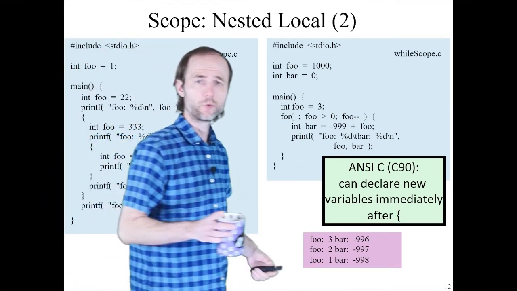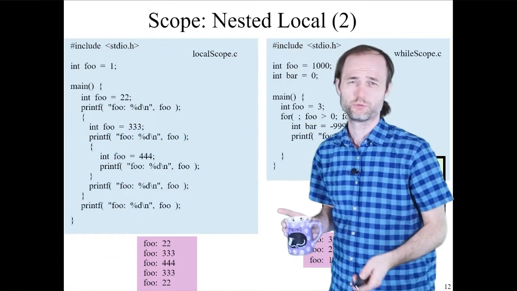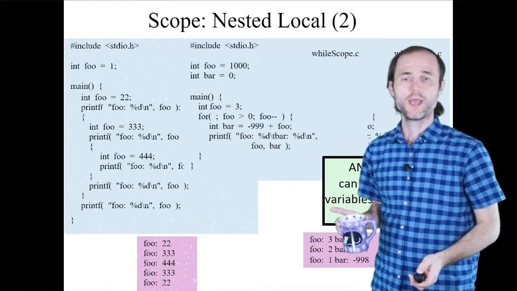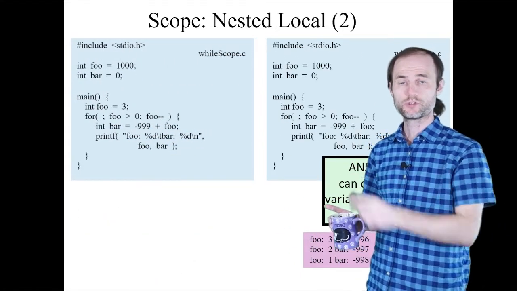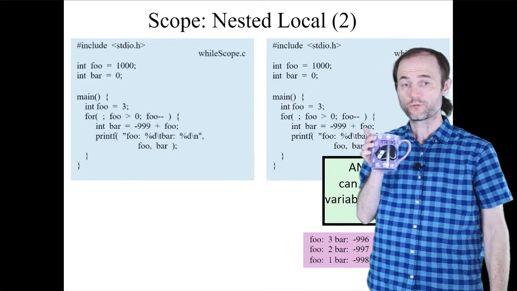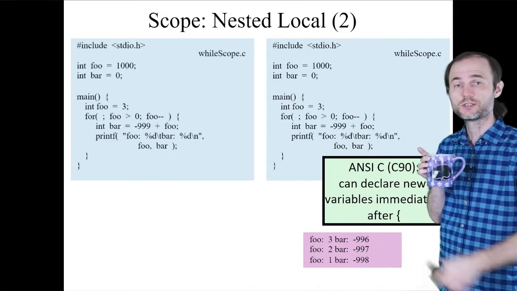But that would be a little bit boring. It would be nice to be able to declare variables wherever you want. And that is what we're going to take a look at when we move from C90 to C99.